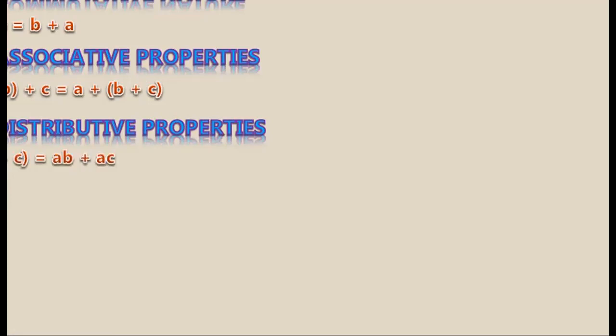The last, distributive properties. For example, a times in parentheses b plus c together with a times b plus a times c.